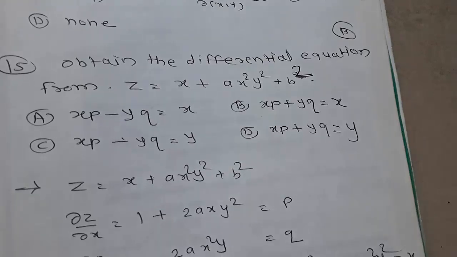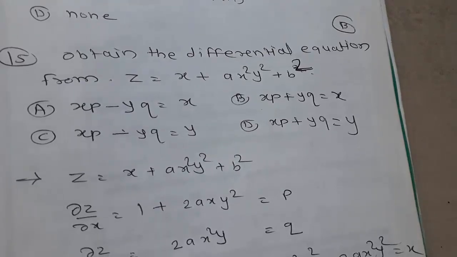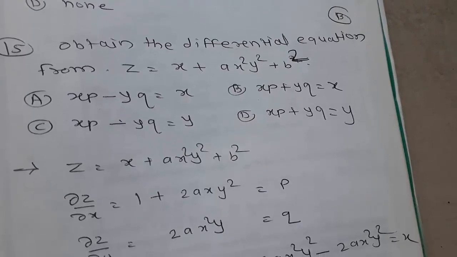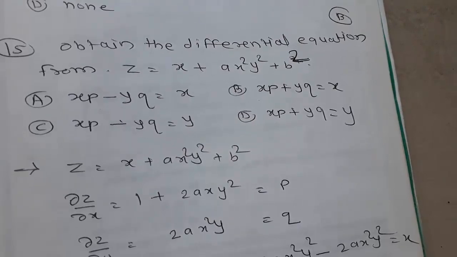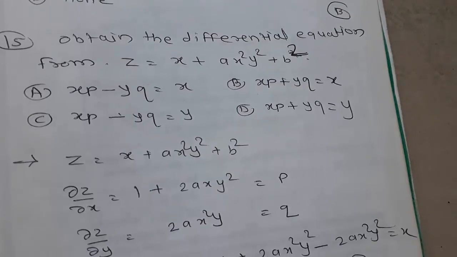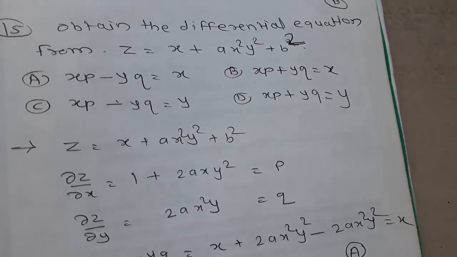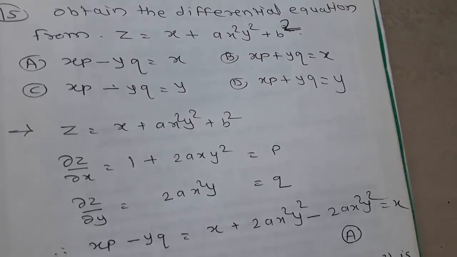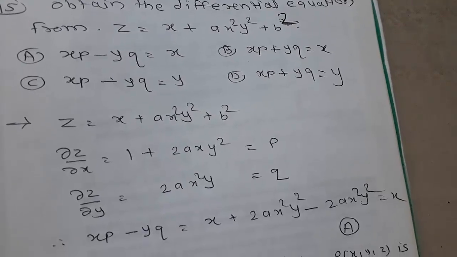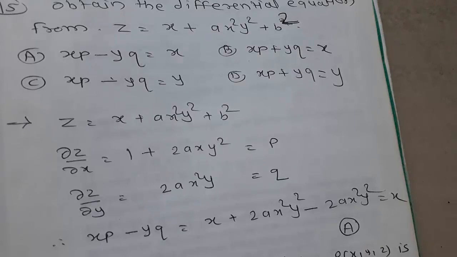z equal to x plus a x square y square plus b square. Differentiating this with respect to x, we get dou z by dou x equal to 1 plus 2axy square, which is nothing but p, and dou z by dou y equal to 2ax square y, which is nothing but q. Multiply equation 1 by x and 2 by y and subtract. We get xp minus yq equal to x plus 2ax square y square minus 2ax square y square, which is nothing but x, and hence option A is correct.